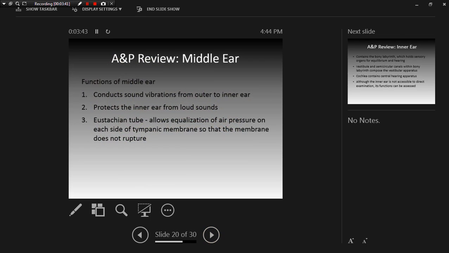The functions of the middle ear, obviously, it's going to be kind of a canal that functions to conduct sound vibrations from the outer to the inner. It helps to protect the inner ear from too loud of sounds. And like we said, our eustachian tube, or the kind of drainage tube, allows equalization of air pressure on each side of the tympanic membrane so the membrane does not rupture. So like when we go on flights, we're up in an airplane.